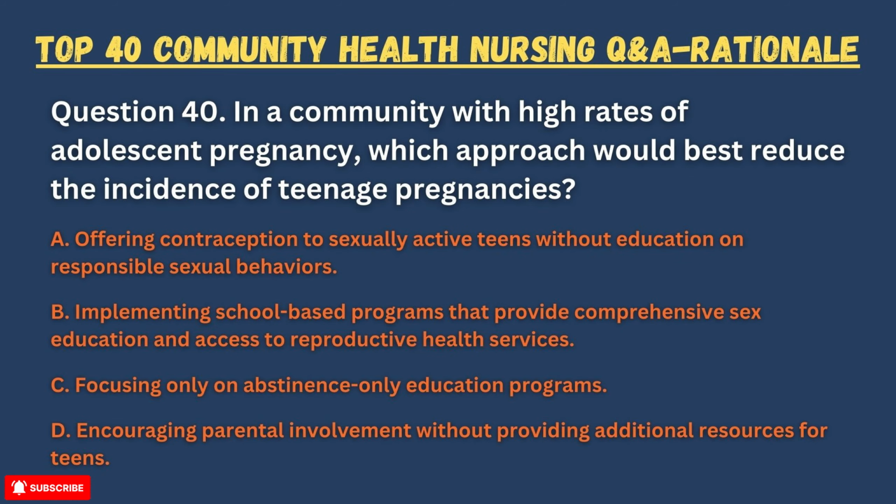Question 40. In a community with high rates of adolescent pregnancy, which approach would best reduce the incidence of teenage pregnancies? A. Offering contraception to sexually active teens without education on responsible sexual behaviors. B. Implementing school-based programs that provide comprehensive sex education and access to reproductive health services. C. Focusing only on abstinence-only education programs. D. Encouraging parental involvement without providing additional resources for teens.